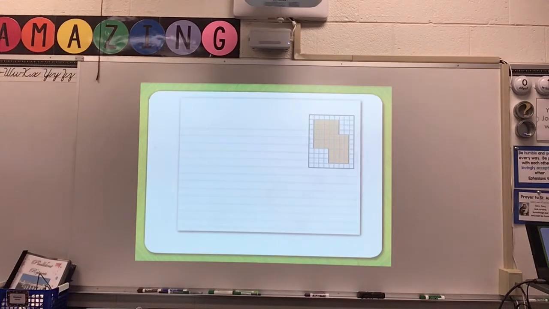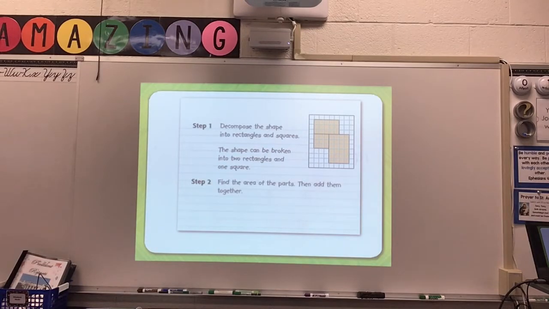Another way we can find the area is to decompose the shape. First, decompose the shape into rectangles and squares. The shape can be broken into 2 rectangles and 1 square. Next, we need to find the area of the parts. Then we can add them together.